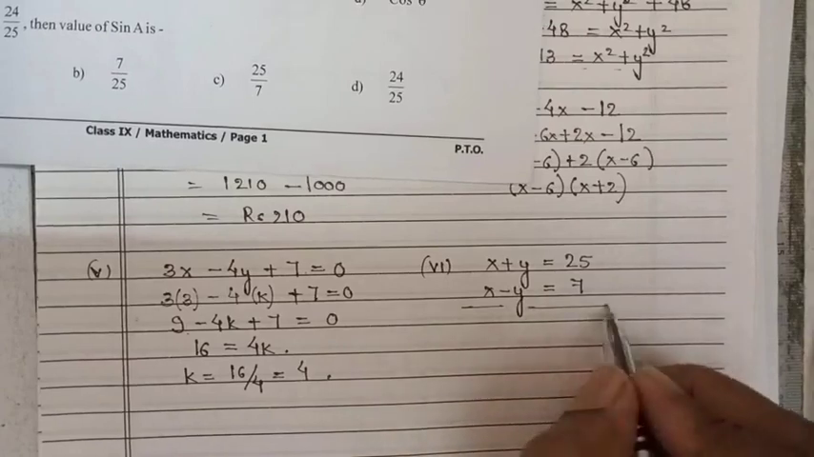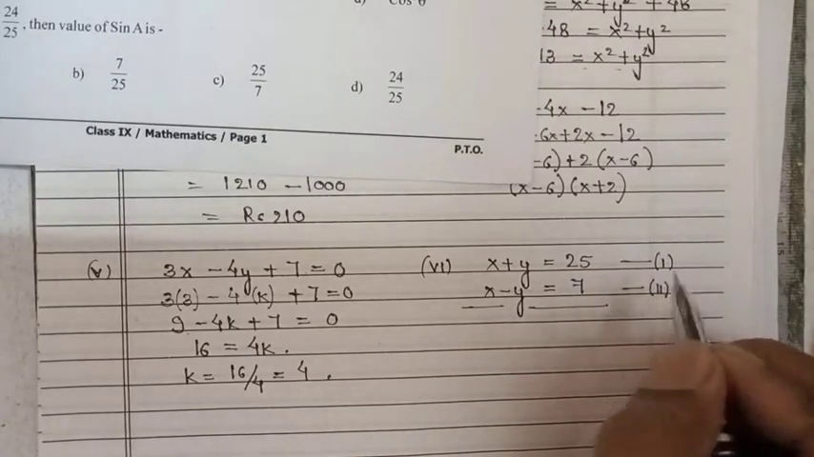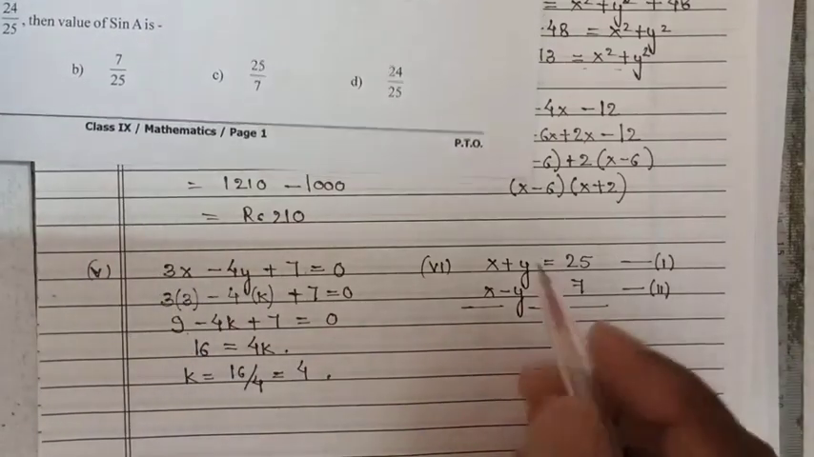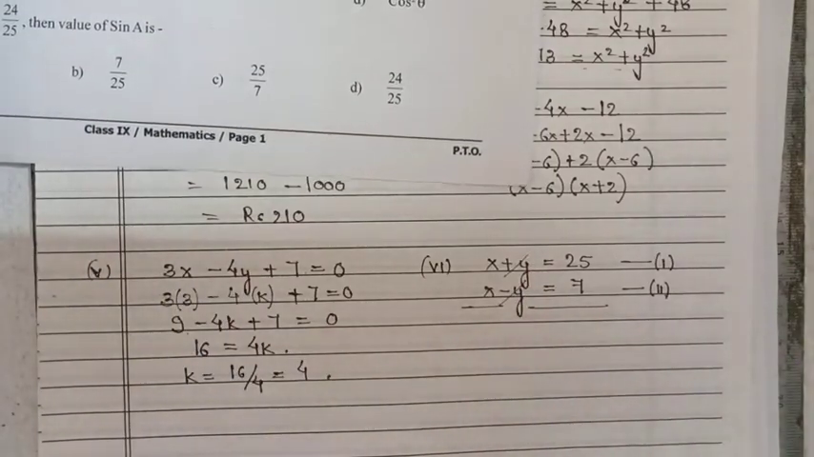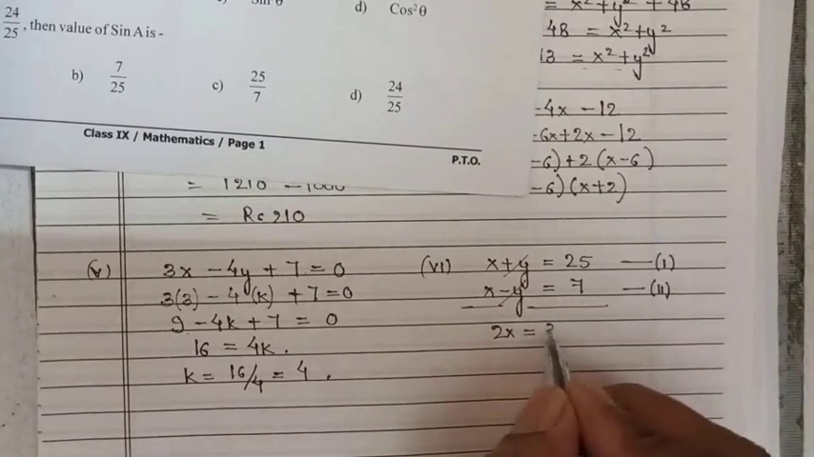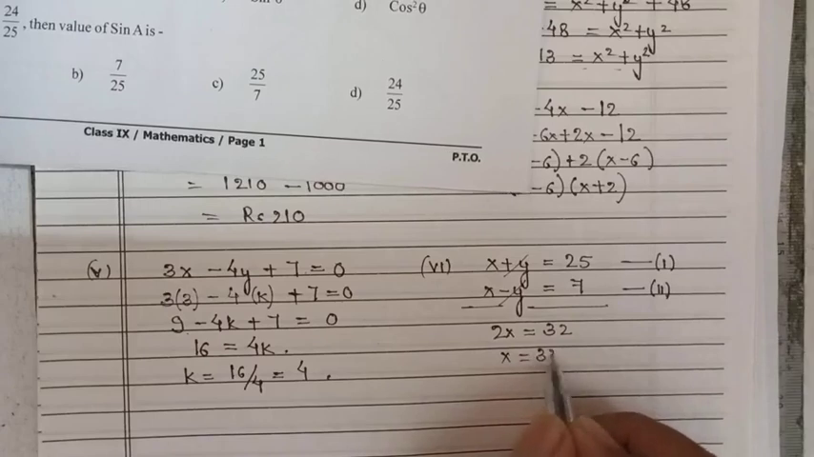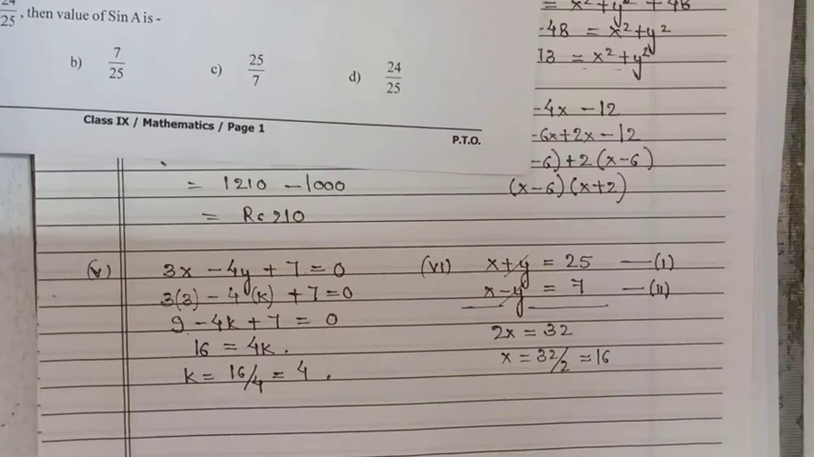So we are getting these two equations, equation 1 and equation 2. Here you can see in this equation y will be eliminated, plus y minus y. So it's 2x is equal to 32. So x is equal to 32 upon 2. So you will get the value of x as 16.